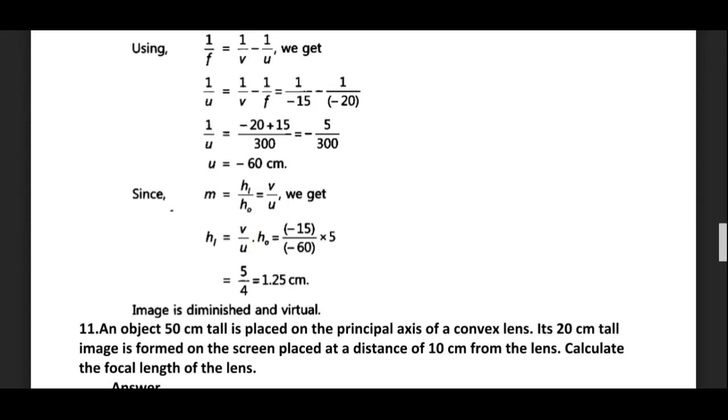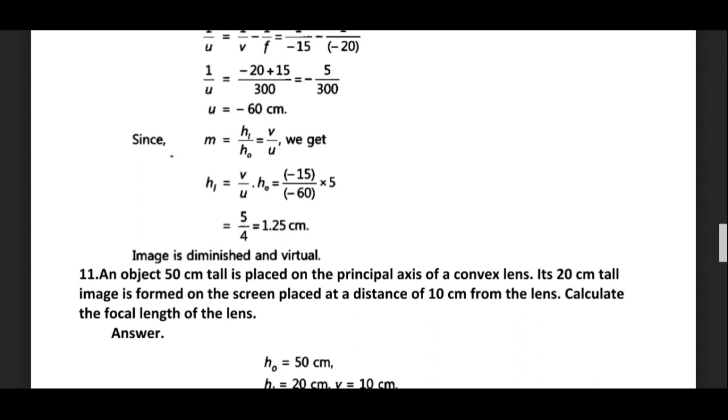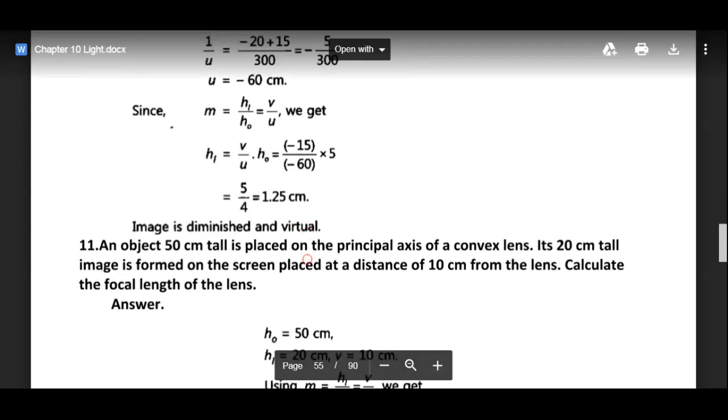अब हमें निकालना था h, height of image, तो h naught या height of object यहाँ पे ऊपर आके multiply होगा, and you will get a term like this. And after solving this term, you will get 5 by 4, which is equal to 1.25 centimeter. That means height of object was 5 centimeter and height of image is 1.25 centimeter. That means image is diminished and virtual, right?